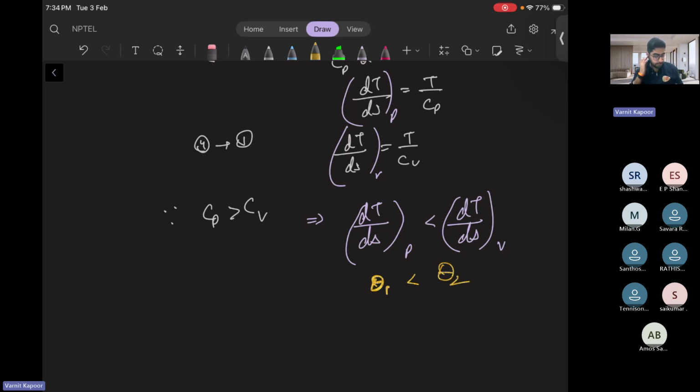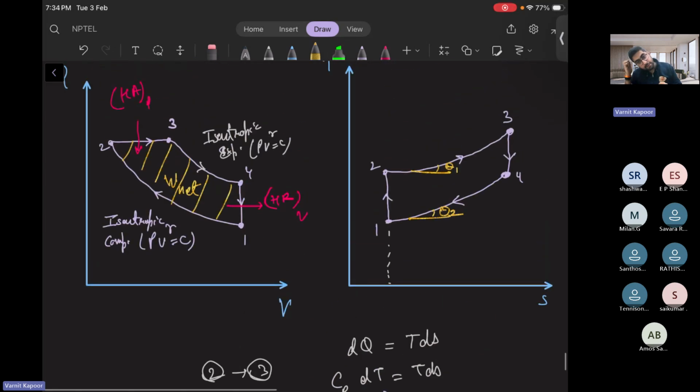Is it clear? Or any doubts? That's why I made it like this. Don't make parallel lines in this, the examiner will cross that. Any doubts in this? Please ask if you have any doubts.